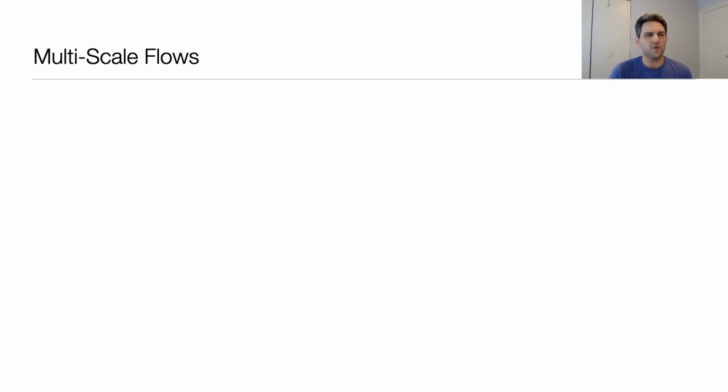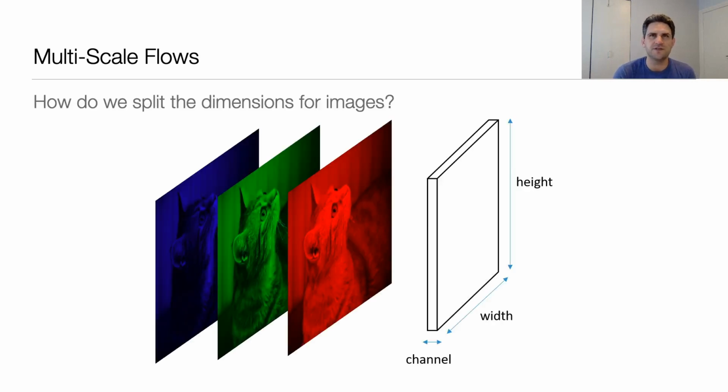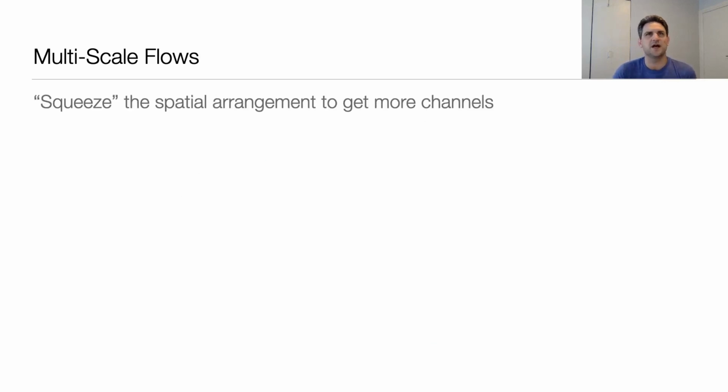There's one issue that comes up both in multi-scale flows as well as in coupling layers, which is how do we split the dimensions for images? So far I've only been showing you these nice little cartoon vectors. We split them in half, we randomly permute them, whatever. What's the most natural way to do it for images? Well, channel-wise, but the problem is we only really have 3 channels. So we really can't do a lot of splitting, either for coupling layers or for these multi-scale operations. So how do we get around this? Well, we're going to create some more channels by squeezing and getting rid of spatial dimensions.